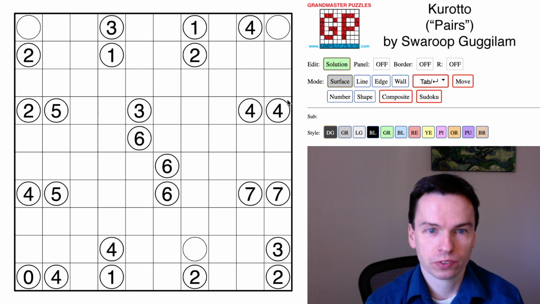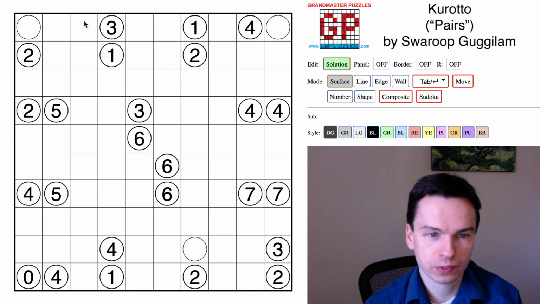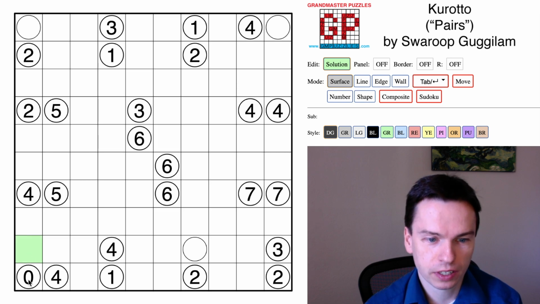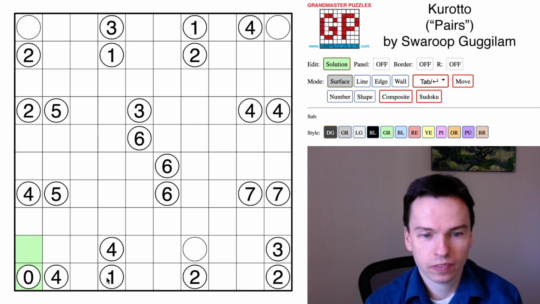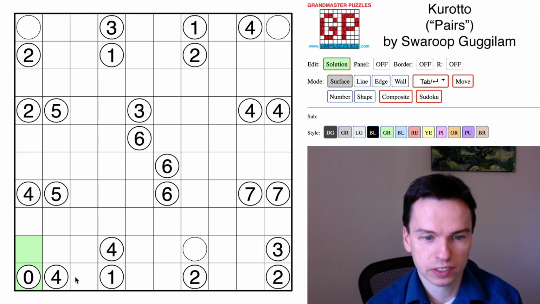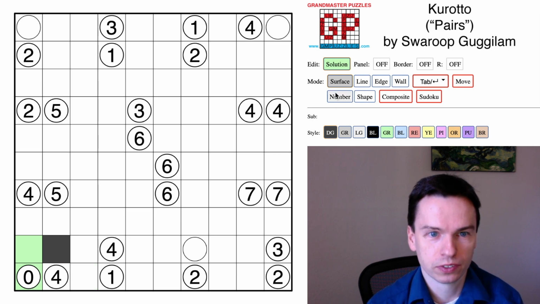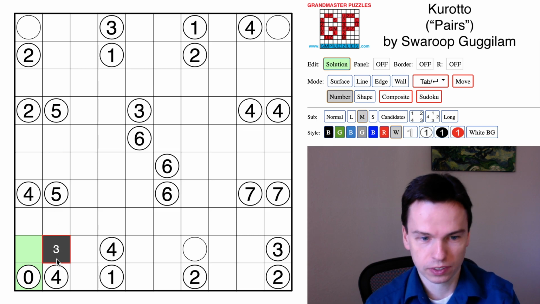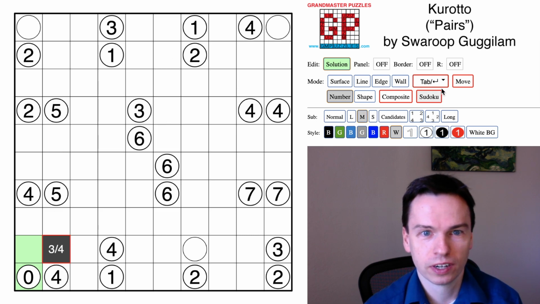So we're here to solve this Kurotto puzzle, Pairs by Swaroop. It has every clue next to another clue with an adjacent edge. That's the pairs theme to it. And it looks like it has a fair number of situations at the start where we have adjacencies where, for instance, one or zero of these cells are taken, but we end up with a situation like this where we can say this group that's nearby has to be of another size.